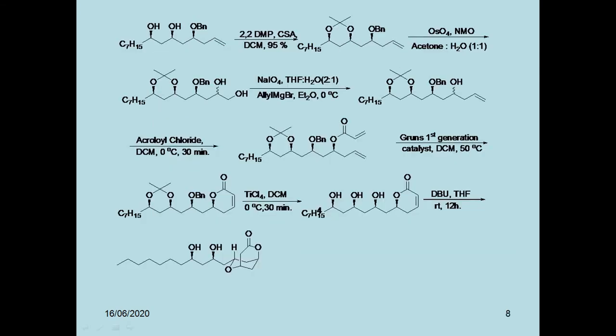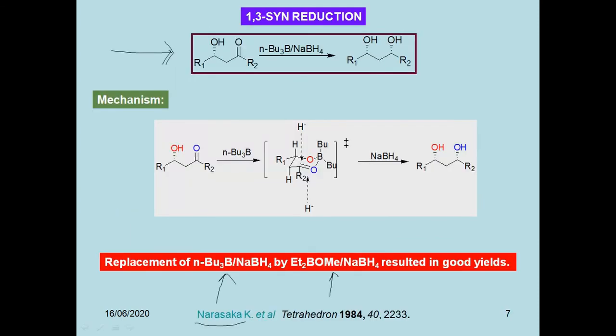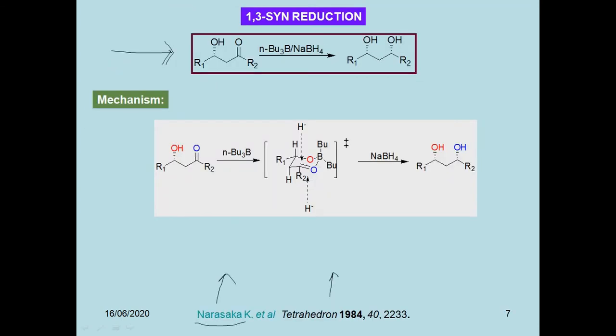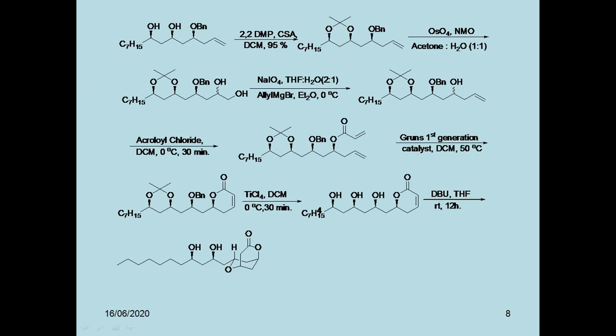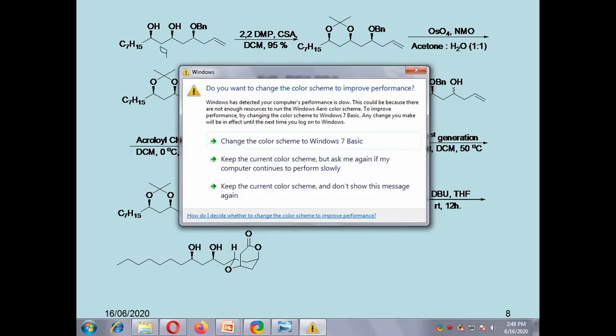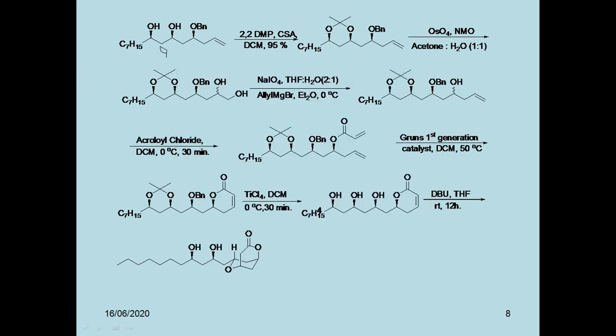Okay, then after getting compound 9, we are doing simple functional group manipulation. This diol is converted into the acetonide using 2,2-DMP and CSA. So you are getting compound 10, the acetonide. Followed by that, if you treat the double bond with osmium tetroxide and NMO, you will get a diol here. You are treating compound 9 with osmium tetroxide and NMO.